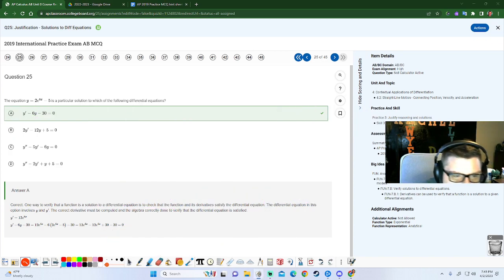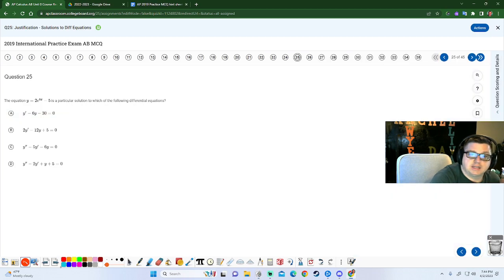One way to verify that a function is a solution is to check that the function and its derivative satisfy a differential equation. A differential equation involves y and y prime. The correct derivative must be computed algebraically. Yeah, so all they did was plug it in and show that it worked. Okay, that's the tips they give. All right.